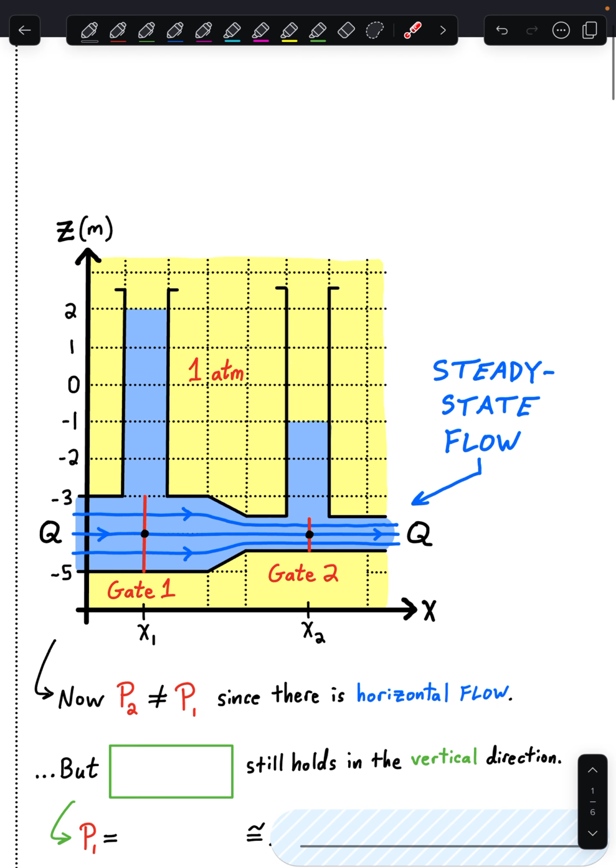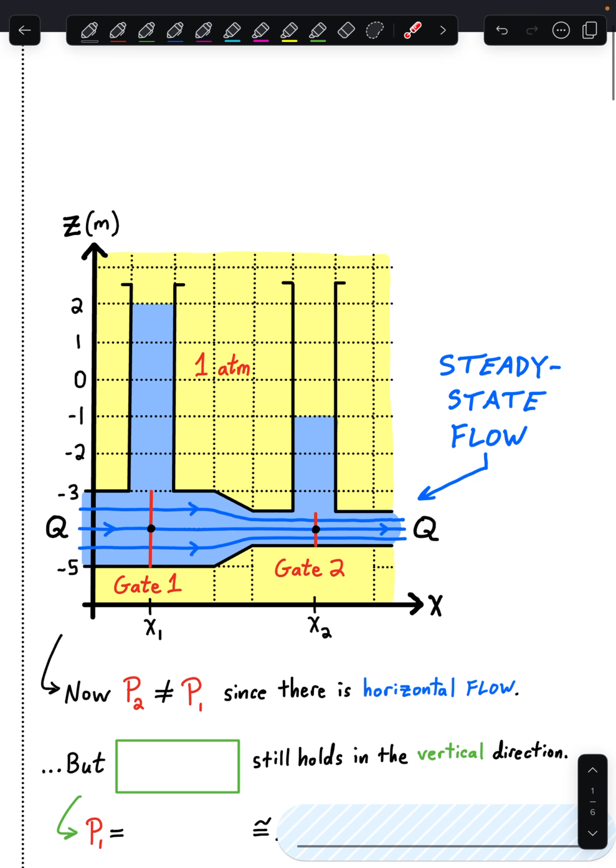The situation will then look like this once we leave hydrostatic equilibrium and we are instead in a state of steady state flow. Here are three streamlines with a flow rate Q coming in at the left, matching the flow rate Q going out at the right. Here's gate 1, where these 3 streamlines pass through, and then gate 2, where the same 3 streamlines are now more bunched together because the fluid is moving faster. It passes through there as well.